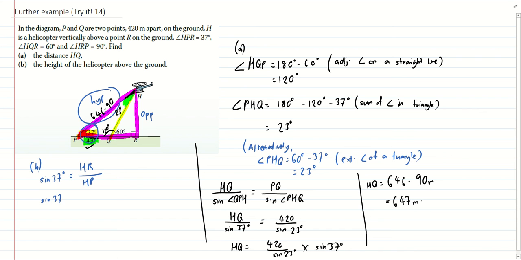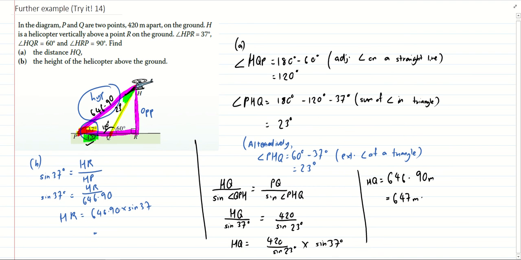So sine 37 degrees equals to HR, which is what I want to find, over HP. HP is already given in part A, 646.90. So multiply by 646.90, HR equals to 646.90 multiplied by sine 37. Okay, and I will get myself 389.31, sorry, and then round off to 3 SF, 389 meters. So the helicopter is 389 meters above the ground itself. Okay, so if you want, you can just write down a statement to answer the question. So the helicopter is 389 meters above ground.